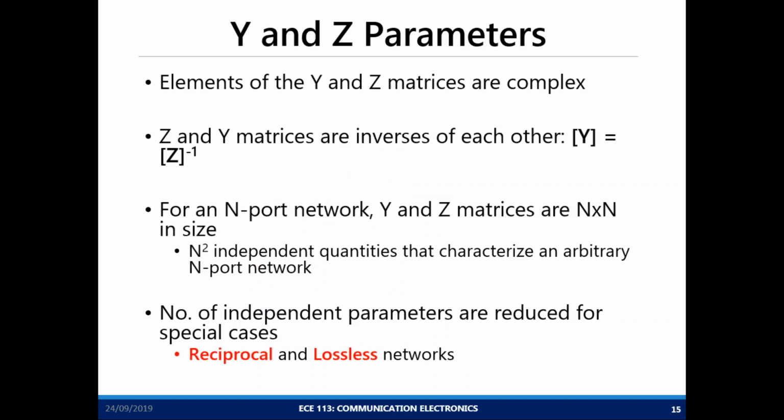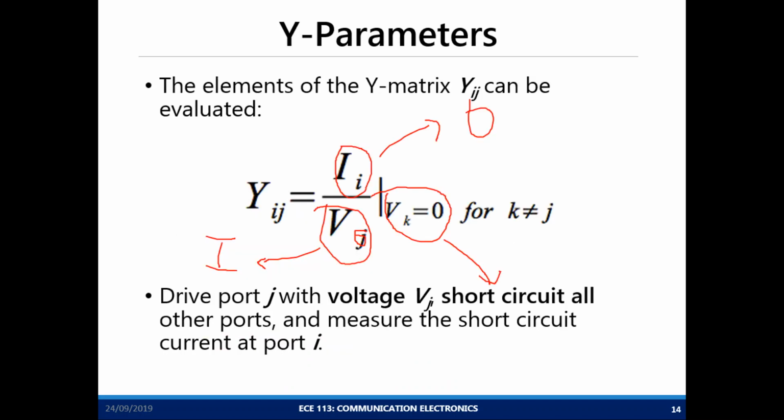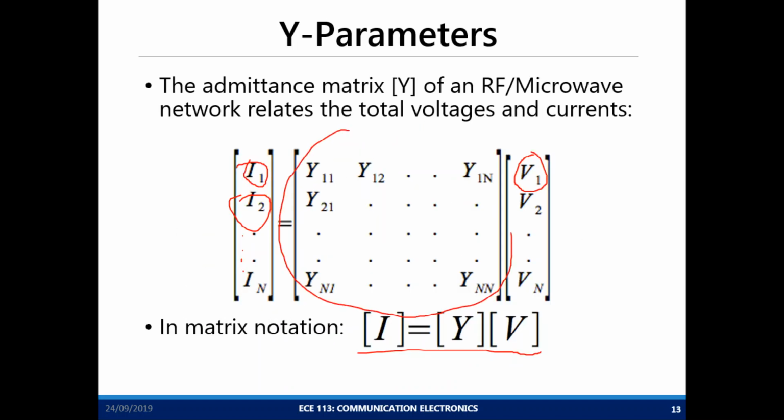And we can actually relate the Y and Z parameters with each other. Generally, they are complex, as you already know from the definition of impedance and admittance. The Y and Z parameters are actually inverse matrices of each other, as you can see here. So the admittance matrix is equal to the matrix inverse of the Z parameters. So for your N-port network, you have N squared independent quantities inside the matrix right here.